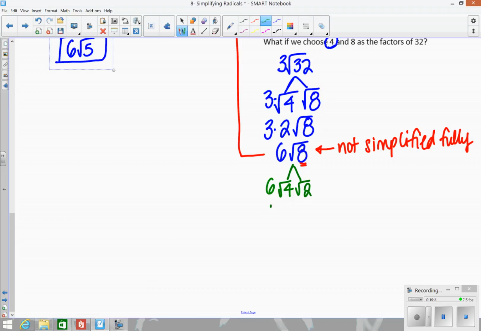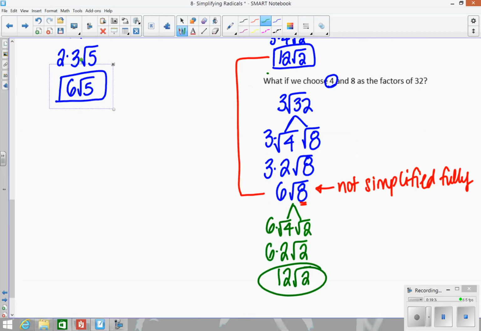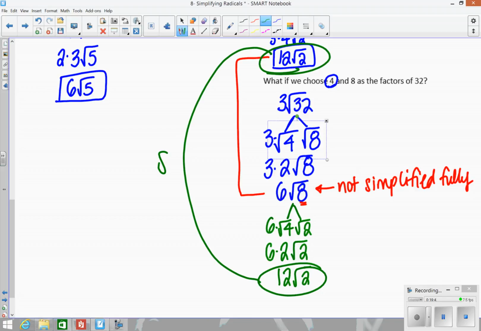Now I simplify this. So remember, multiplication between those. Square root of 4 is 2. Keep the square root of 2 because that doesn't simplify. So then I get 6 times 2 gives me 12. 12 square root of 2. So now you can see that you do get the same answer. It just took that extra step because we didn't find the largest perfect square to begin with.